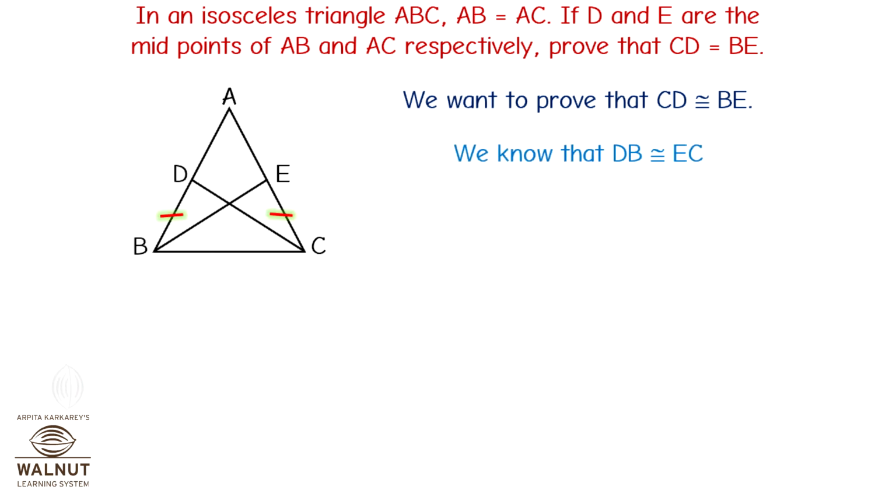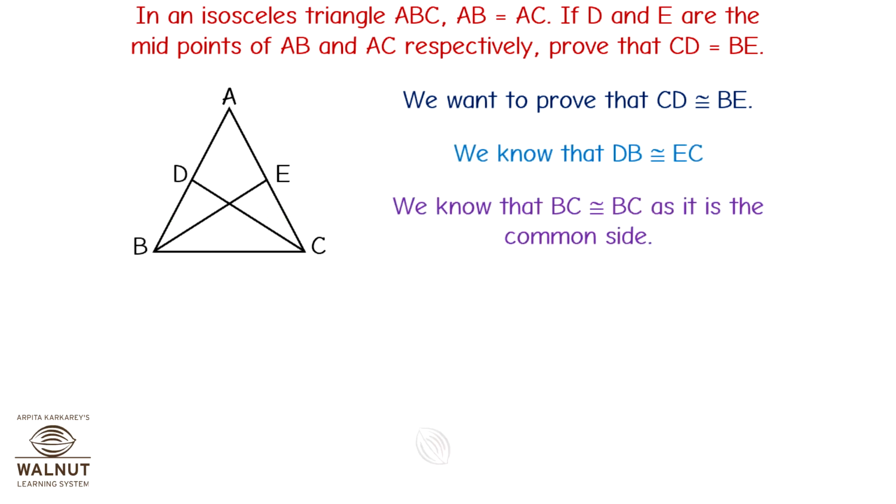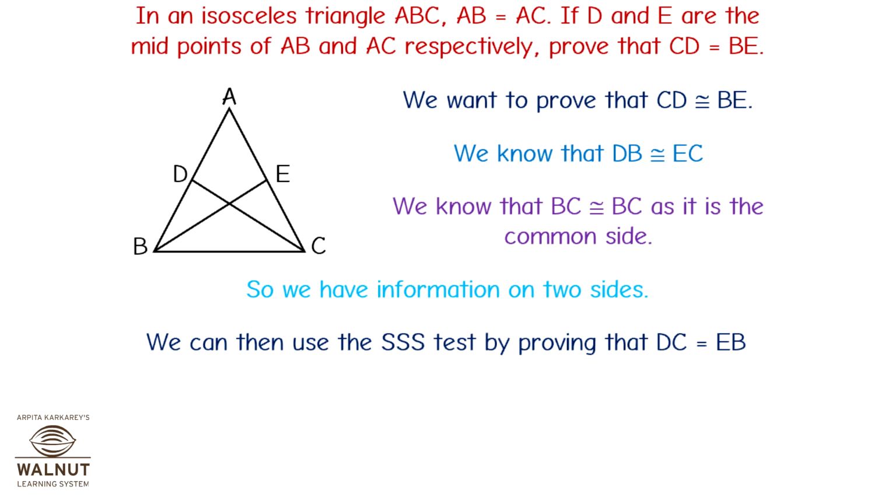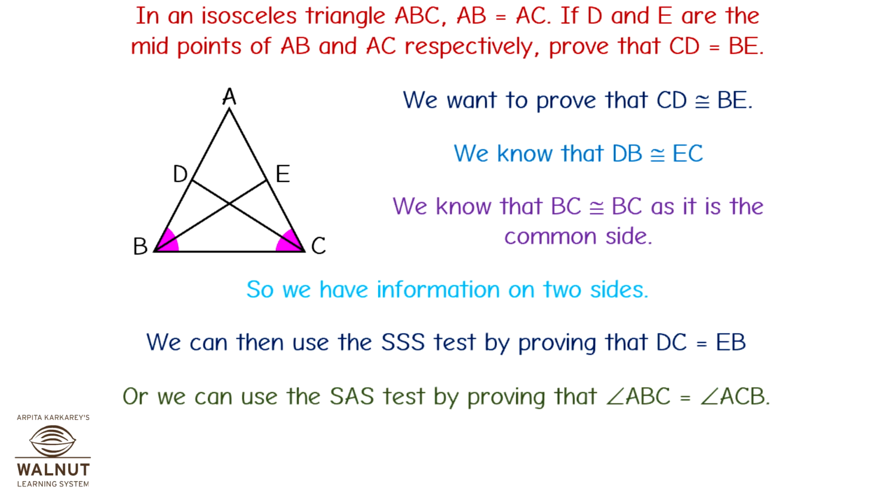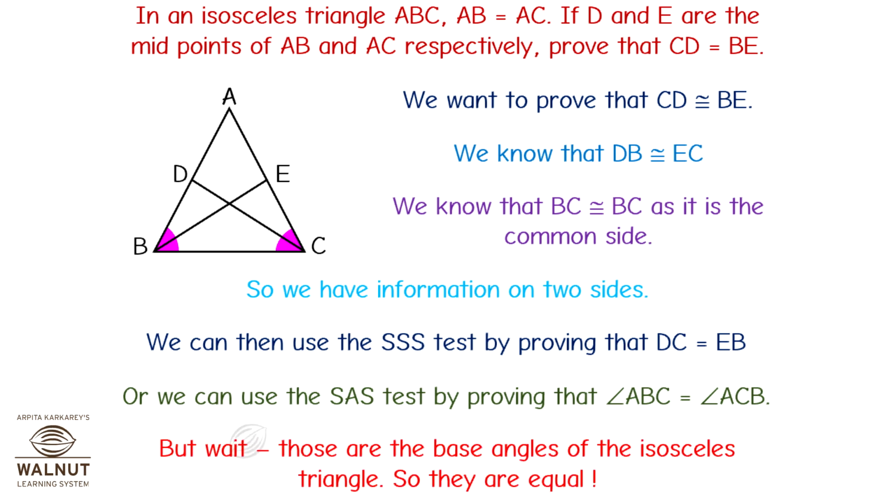We know that DB is congruent to EC. We know that BC is congruent to BC as it is the common side. So we have information on two sides. We can then use the SSS test by proving that DC is equal to EB. Or we can use the SAS test by proving that angle ABC is equal to angle ACB. But wait, those are the base angles of the isosceles triangle, so they are equal. Okay, so we have solved it in our head. Now let's do it on paper.